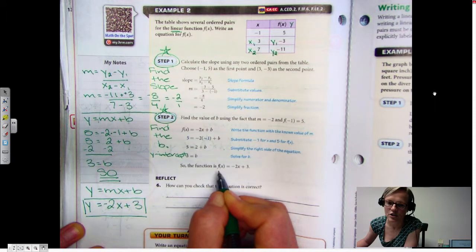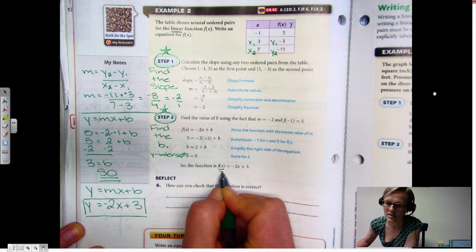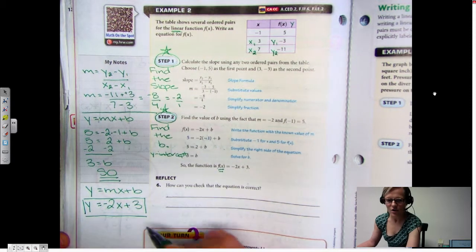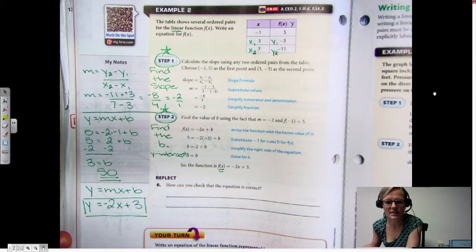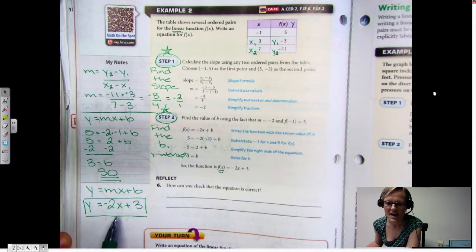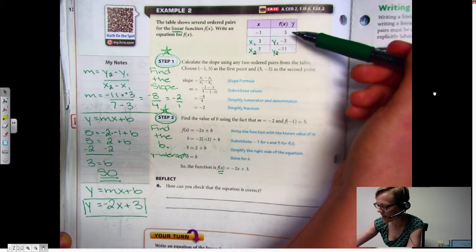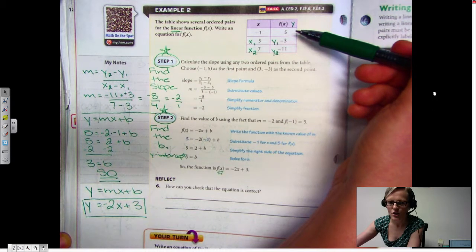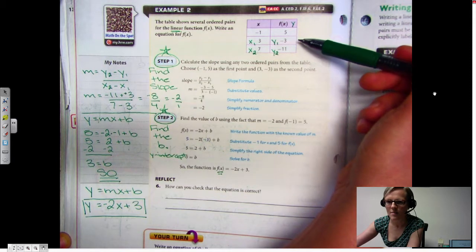Again, they've used the function notation f of x, same thing as a y. So now let's reflect. Number 6, how can you check that the equation is correct? For this equation to be correct, it has to be a true statement when you plug in these points up here. So we solved it using this first point, so I'm fairly sure it will work for this one. So I'm going to just choose this point right here.